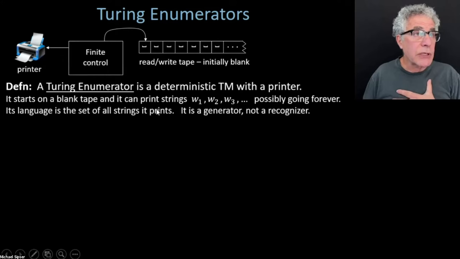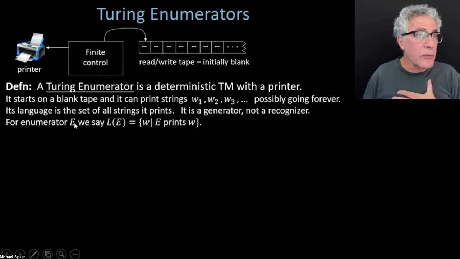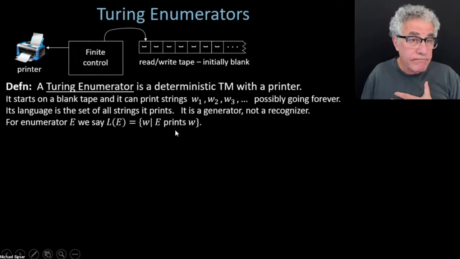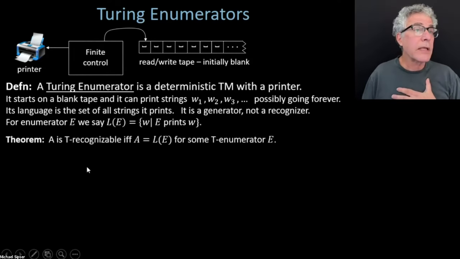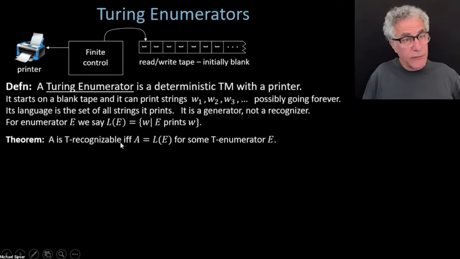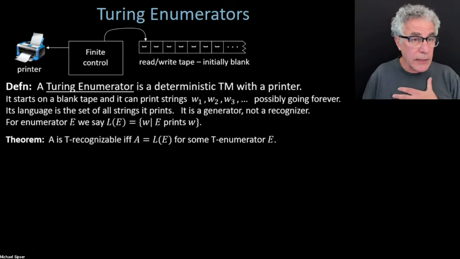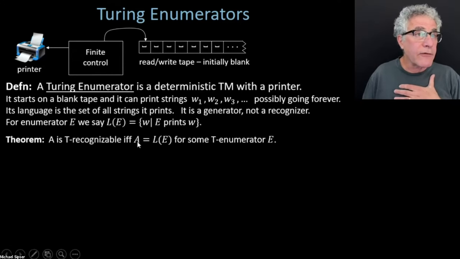And the language of the machine, as I'm writing over here, for an enumerator, we say that its language is the collection of strings that it prints. Okay, now we will show that a language is Turing recognizable in the previous sense, recognized by some ordinary Turing machine, if and only if it's the language of some enumerator.